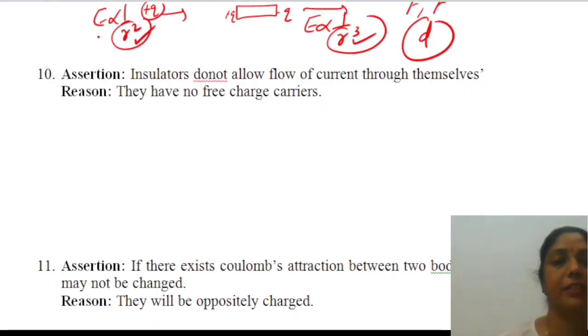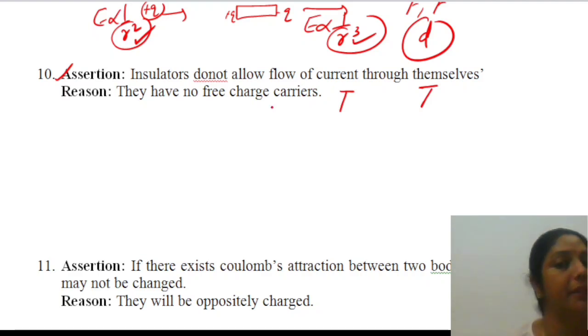Here, the assertion given is that insulators do not allow flow of current through themselves. Yes, is this statement true or false? You know, insulator, conductor: insulators do not allow flow of current through themselves. Yes, only conductors allow current to flow through themselves. This statement is true, right? Reason: they have no free charge carriers. Yes, insulators have no free charge carriers.